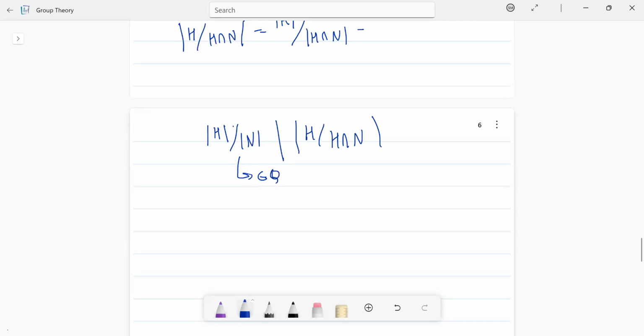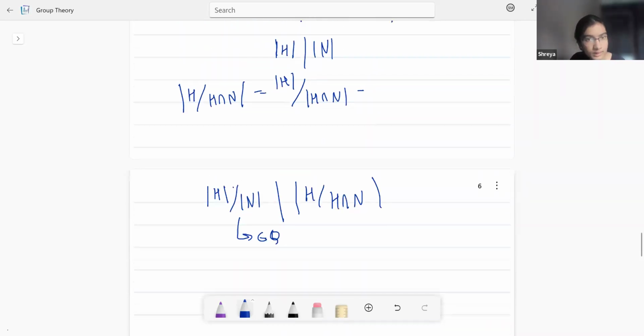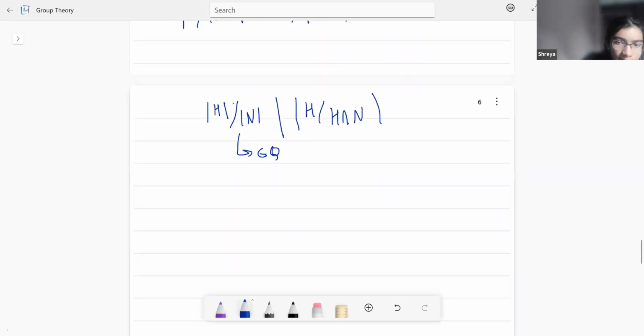And we have that this thing is therefore the GCD with the absolute value of G by the absolute value of N is also 1. Wait, we prove the other side. Yeah. Which issue are you talking about?